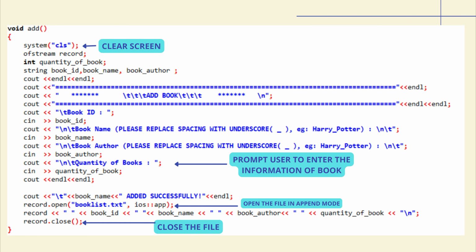For the add function, first of all, we have to clear the screen. Then, we print out the header add book on the screen. After that, we prompt the user to enter the book information, which are book ID, book name, book author, and quantity of book. We also have to print the words book successfully added. Then I open the file in append mode and output the data into the file. When these are all done, I close the file, and finally the add function ends.